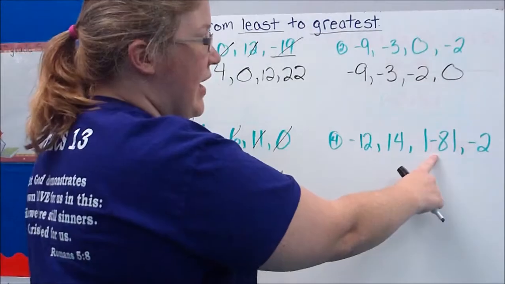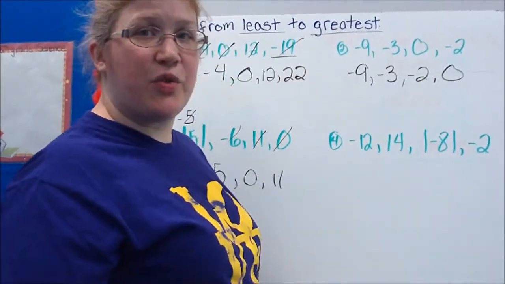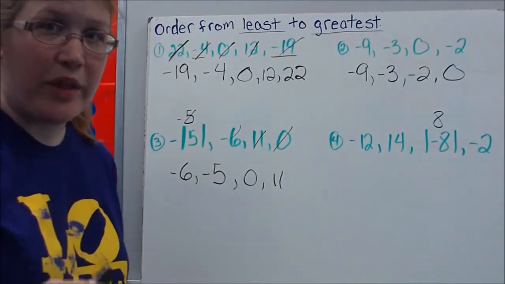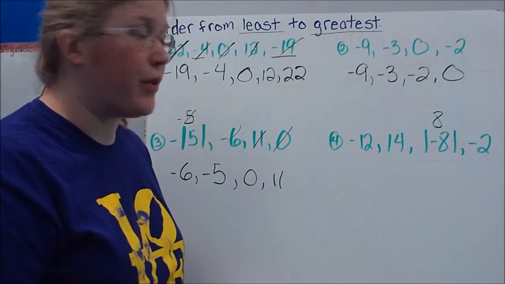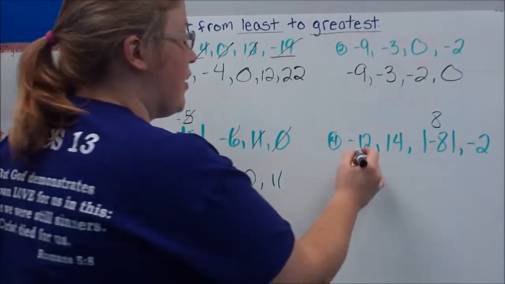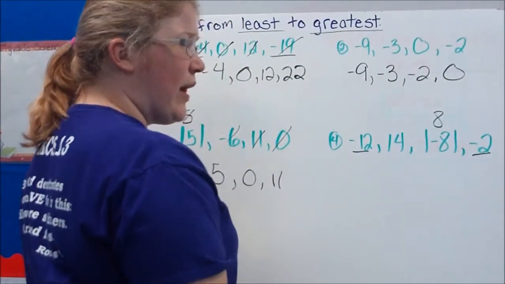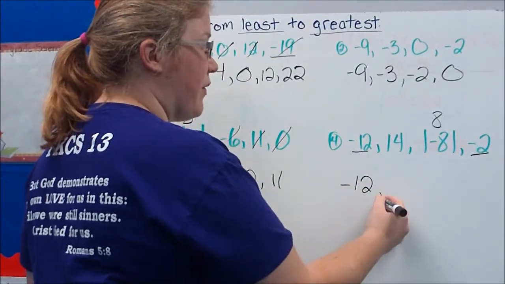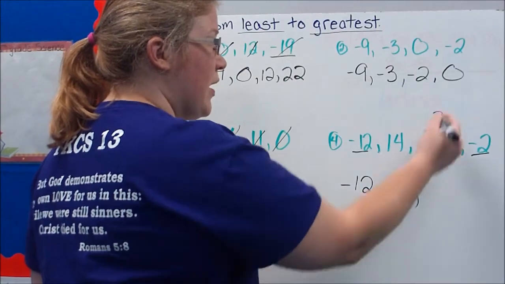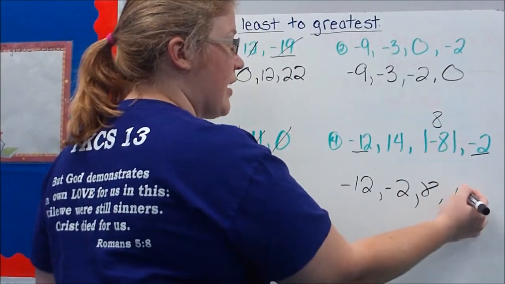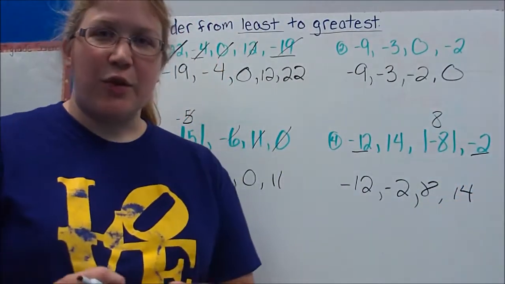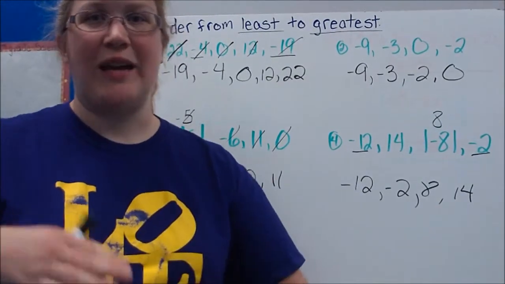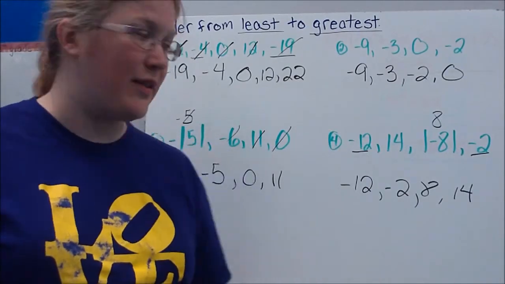Same thing here, you'll notice again I have an absolute value sign, so I'm going to do that first. The absolute value of negative 8 is 8, so I know what number I'm dealing with. I don't want to get confused. I want to know exactly what number it is. So again, I look for my negatives. I have a negative 12 or a negative 2. Which one's further left on the number line? Negative 12. Then negative 2. Then I have an 8. And I have a 14. So you just have to remember that whenever you're dealing with negatives, you kind of just have to flip the way you're thinking. It's always kind of backwards or the opposite of our positive numbers.